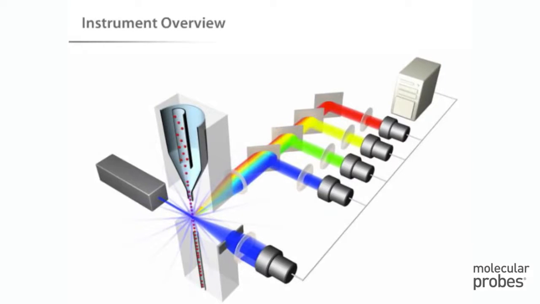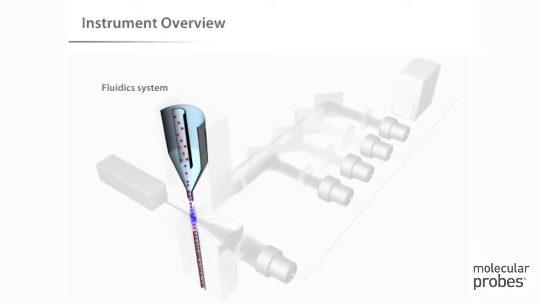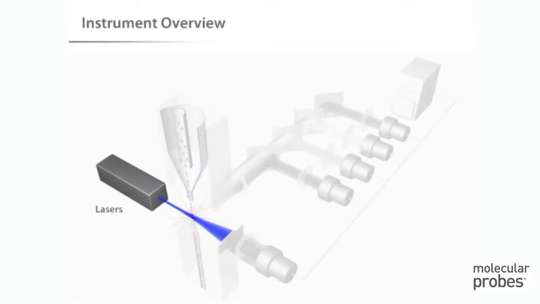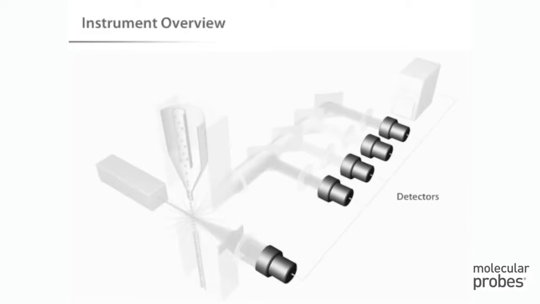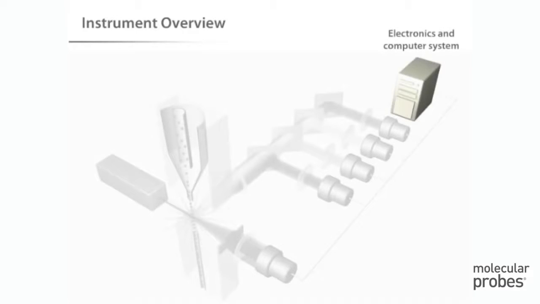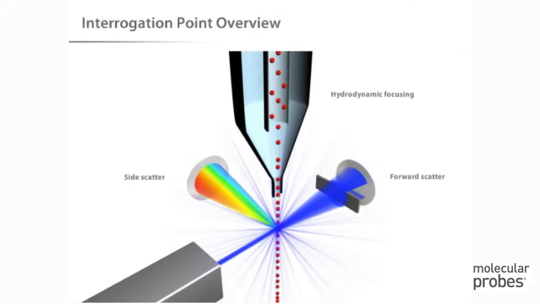This view shows the primary systems of the flow cytometer schematically. These are the fluidic system, which presents samples to the interrogation point and takes away the waste. The lasers, which are the light source for scatter and fluorescence. The optics, which gather and direct the light. The detectors, which receive the light. And the electronics and the peripheral computer system, which convert the signals from the detectors into digital data and perform the necessary analyses. The interrogation point is the heart of the system. This is where the laser and the sample intersect, and the optics collect the resulting scatter and fluorescence.